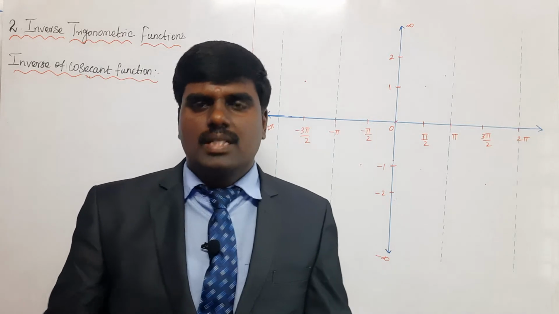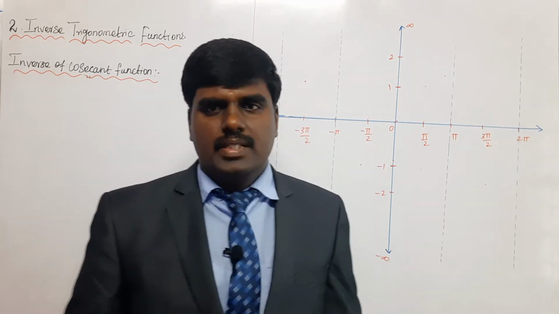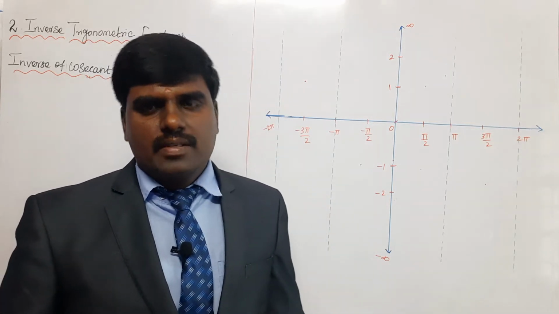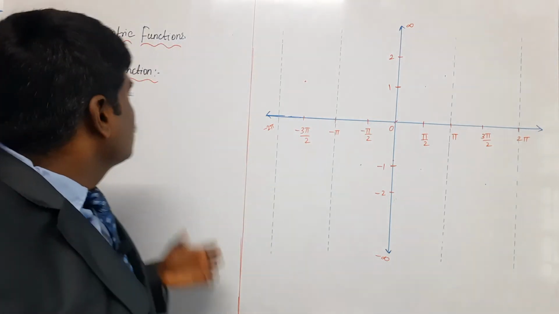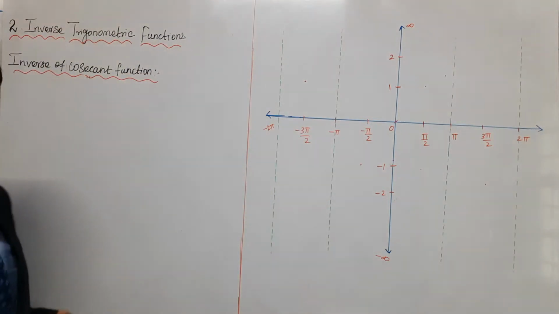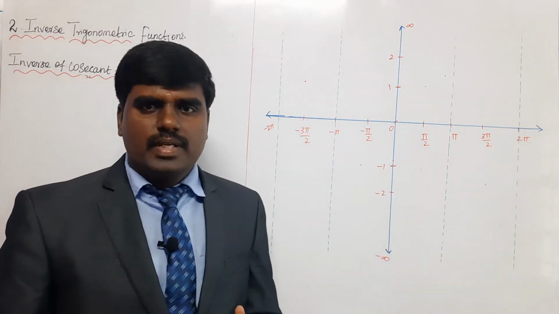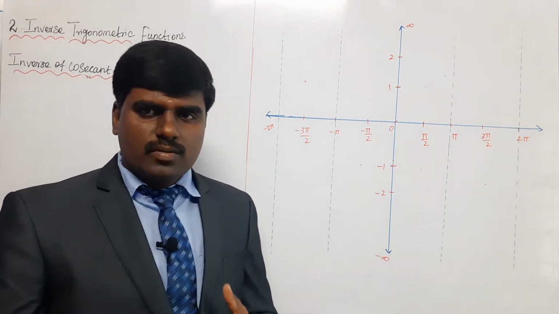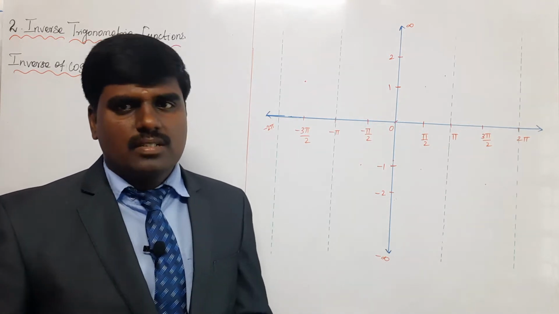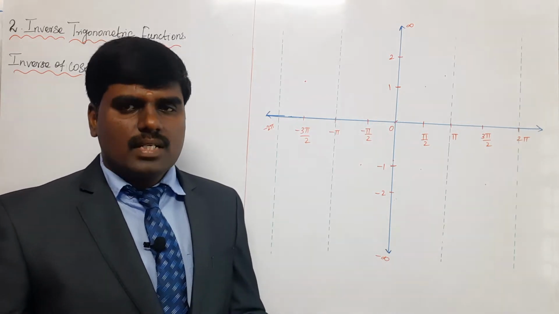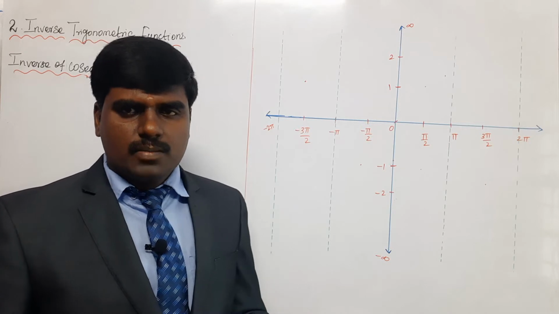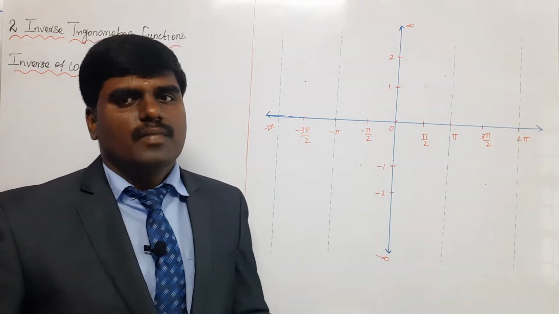In the previous video, we discussed the inverse of the sine, cosine and tangent functions, and the concept was completed based on problems. Now in this video we will discuss the inverse of the cosecant function. What is the cosecant curve, and how do we convert the cosecant curve to the inverse of the cosecant curve? We will discuss that concept based on problems in this video.